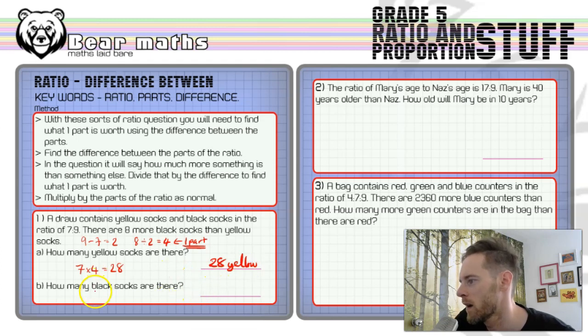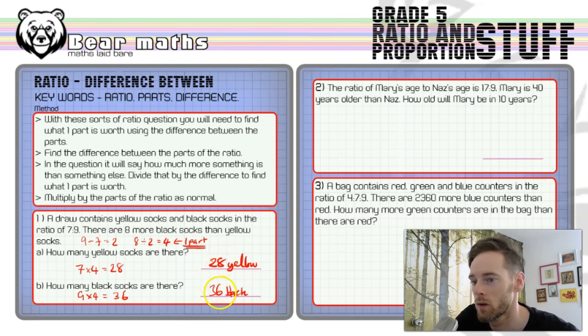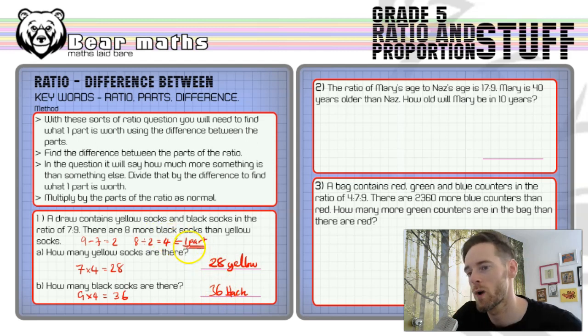And then the only thing that we need to do there for the last calculation is 9 multiplied by the 4. And that's easy, isn't it? 36. So 36 black socks. And that's it, right? And you can see very clearly there that there is a difference of 8 socks, and there are 8 more black ones than there are yellow. All right, and that kind of makes sense. So you're going to be very confident that you've got these questions correct at the end of doing it.